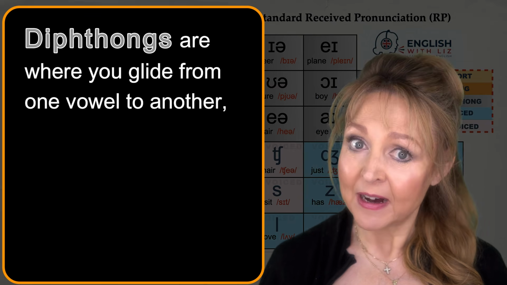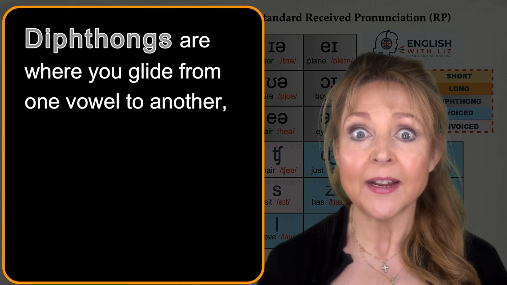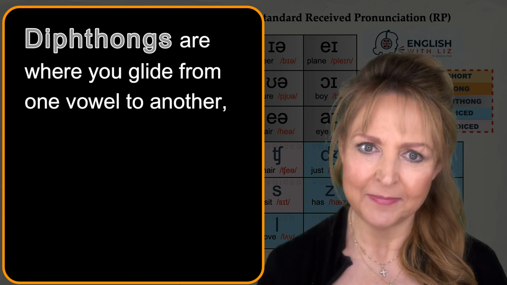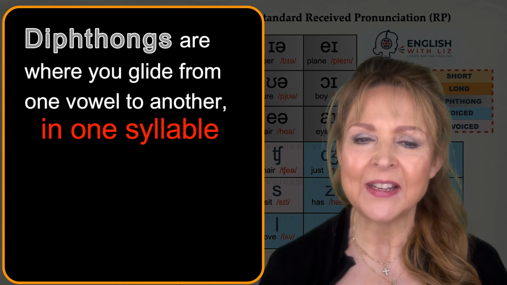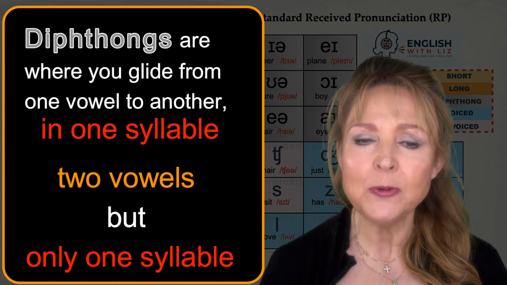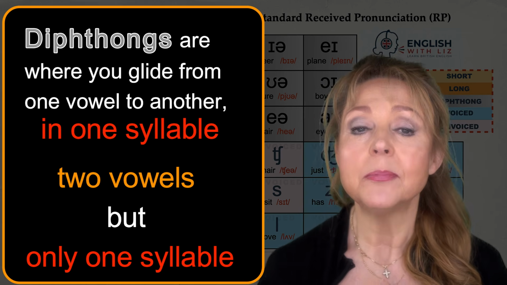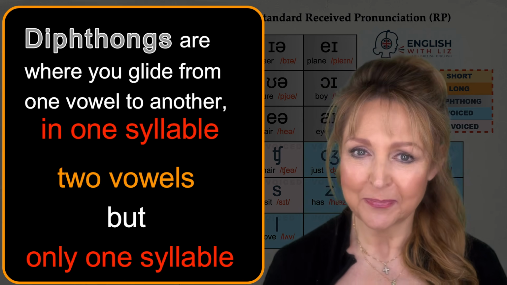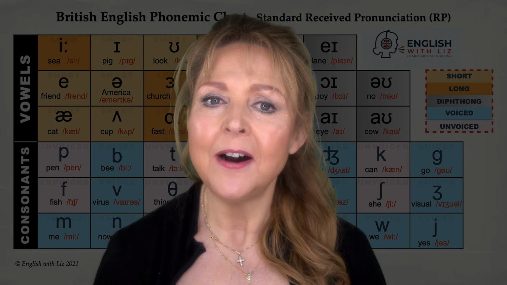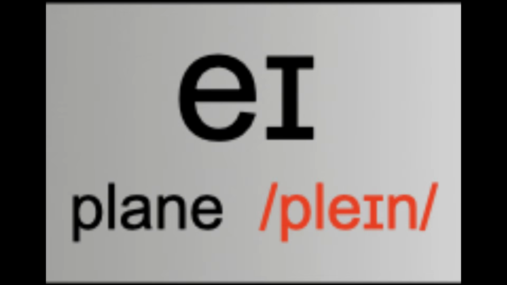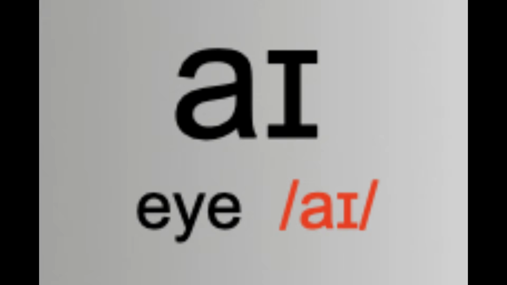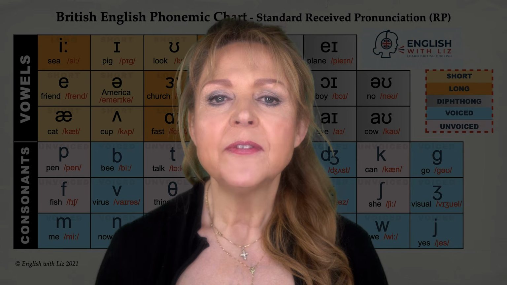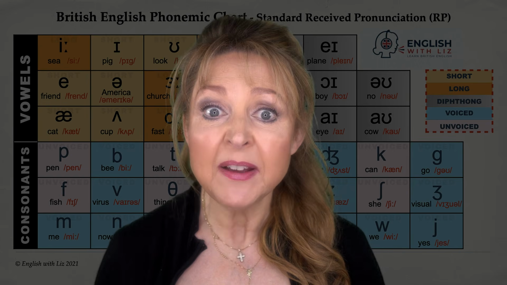Diphthongs or double vowel sounds are where you glide from one vowel to another in one syllable. It's important to understand that each phoneme is made of 2 vowels, but pronounced as one syllable. The diphthong sounds are ear, a, ur, oi, o, air, I, ow. For a more in-depth look at diphthongs, see my video here.